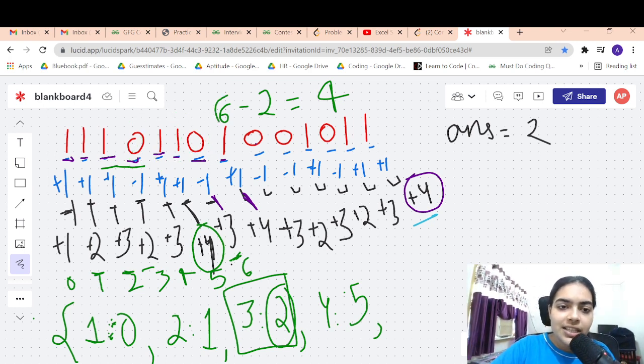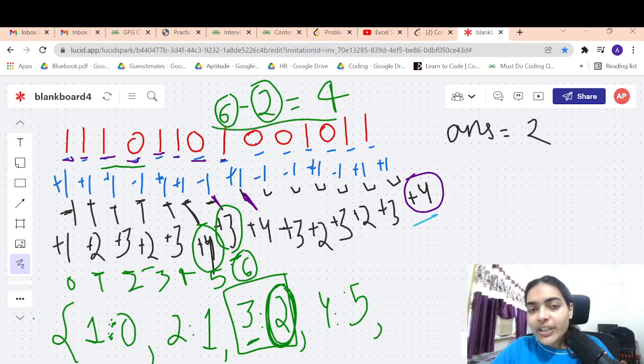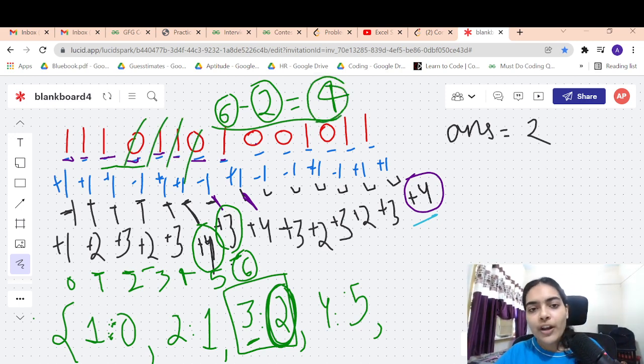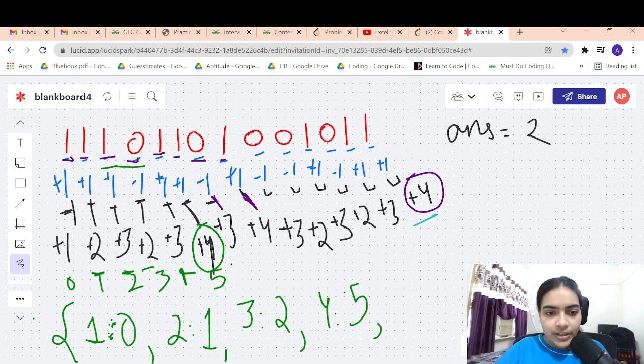At the sixth index, while iterating, I found that I have a +3. At the second index, from the map I found out I already had a +3. That means in between the sum is 0. That means my zeros and ones are cancelling each other. So I have a subarray of length 4 currently. Now this is better than my answer, right? So I will change my answer and make my answer equal to 4.